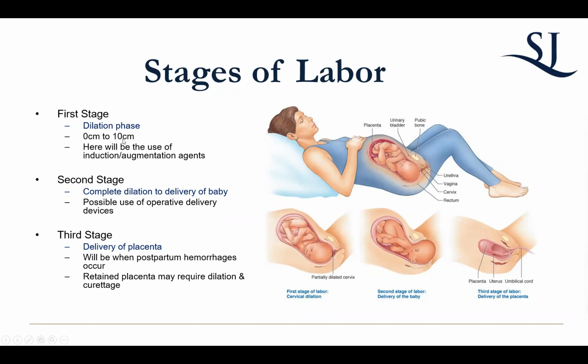Remember, your 1st stage of labor is 0 to 10 centimeters dilated. 2nd stage is when there's complete dilation and you're ready to push. And then 3rd stage is when you deliver the placenta, and this is where you get your postpartum hemorrhages.